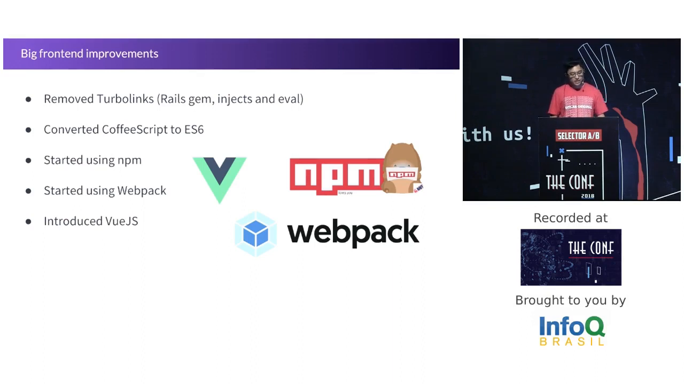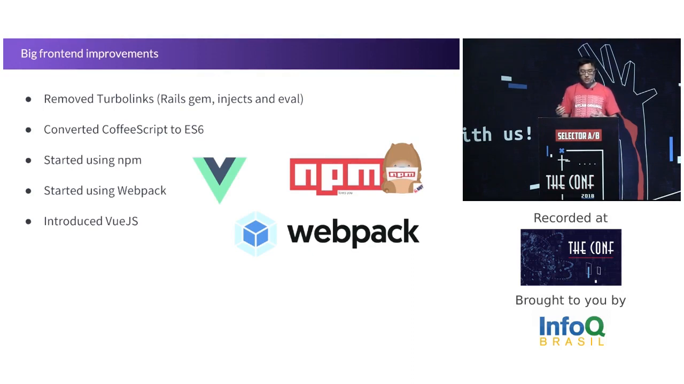So we removed that, and we also converted CoffeeScript to ES6. A lot of features in ES6 were what CoffeeScript offered us, and ES6 also has better adoption than CoffeeScript, so we changed that. We started using NPM for tracking our dependencies on the front end. Previously, it was all in gemfiles in the Ruby stack, so we started to see more separation between the backend and the front end. We started using Webpack.